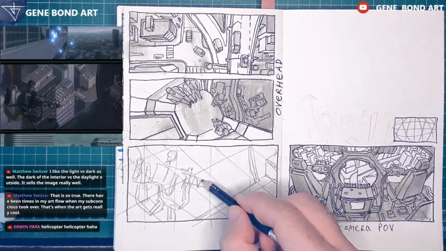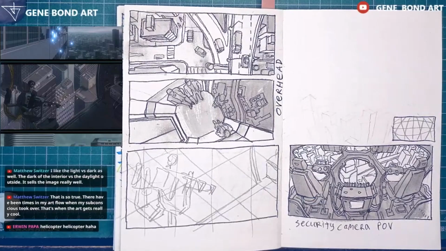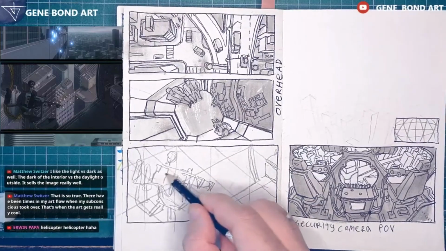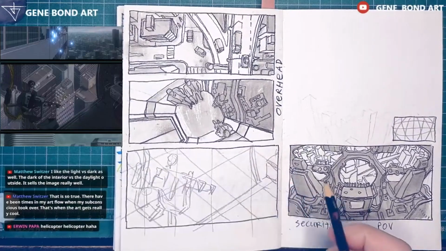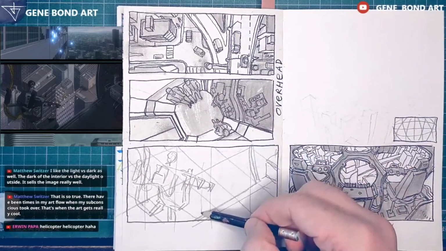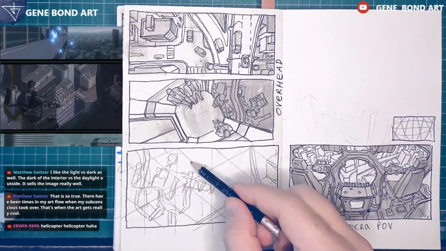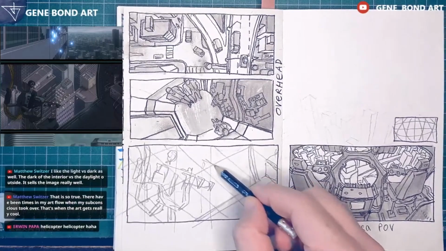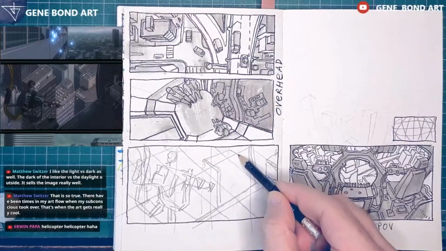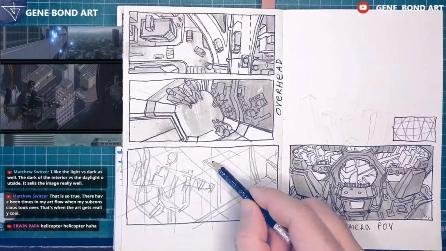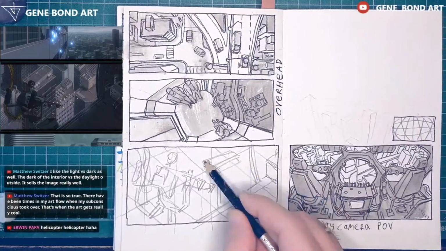So it's like a 3-barrel minigun. And some buildings. I will just draw random buildings. Don't want to follow the reference too much here.